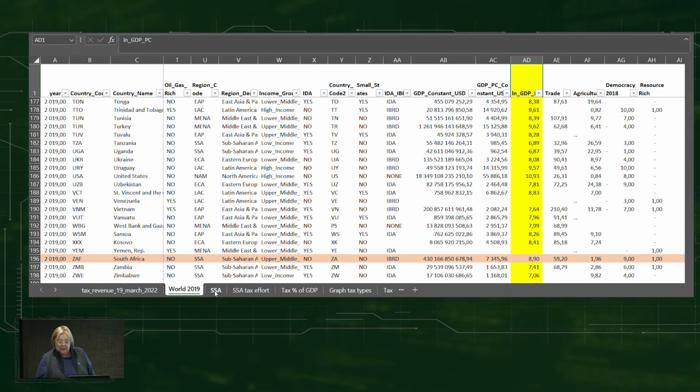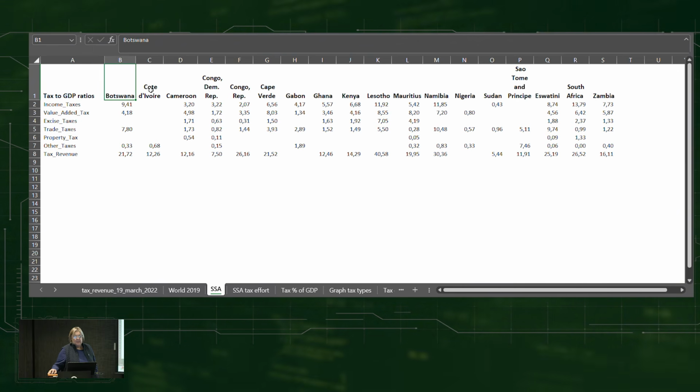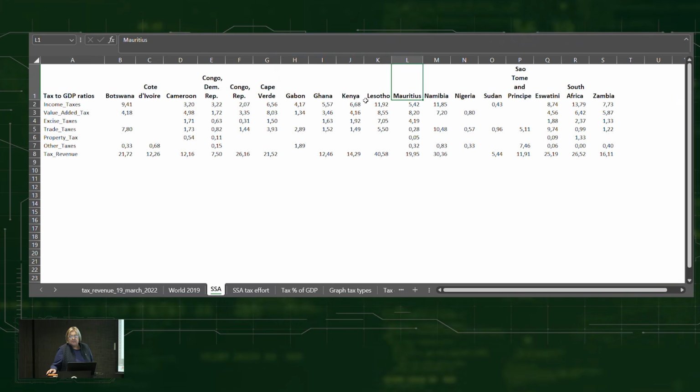Okay, the next one we're going to do is Sub-Saharan Africa. So we've listed here Botswana, Cote d'Ivoire, Cameroon, the Democratic Republic, and then Congo Republic, and then Cape Verde, Gabon, Ghana, Kenya, Lesotho, Mauritius, Namibia, Nigeria, Sudan. I think this might be South Sudan. Not? Sudan. Is it Sudan? Okay. Aren't you listed in Sub-Saharan Africa?